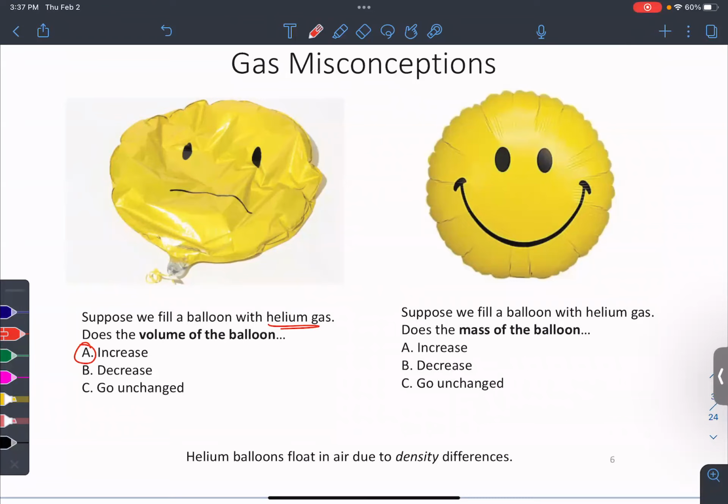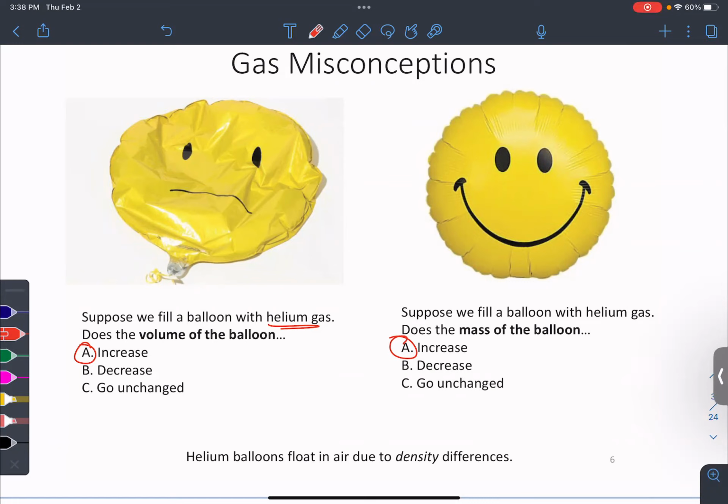Think about it. If you blow up a balloon, why does it get bigger? Because you're taking the particles in your lungs and putting them into the balloon. So if you're blowing up a balloon, you're putting particles into it. You're putting helium particles into it. Does helium weigh anything? Yes, it does. So when we blow up a balloon, even if it's with helium, the mass does increase because you're literally putting helium in it. So don't let your biases misguide you here.